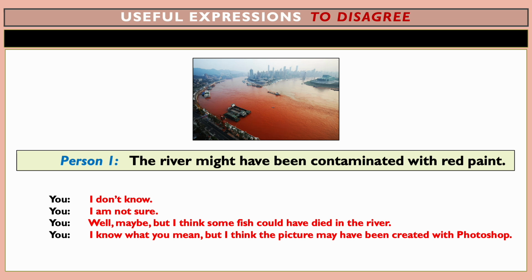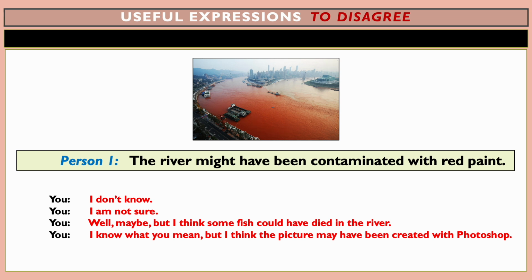But also, if you have another possible reason why the river is red, you can say, I know what you mean, but I think the picture may have been created in Photoshop. In this case, also, you respect the other person's point of view or reason, but you tell me that you think that probably the reason why the river is red is because this picture is created with Photoshop, and in reality, the river was never red. That's why you're using may have and the past participle. But it's also a possibility.